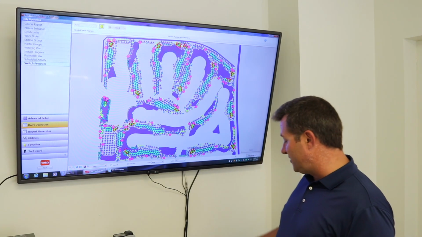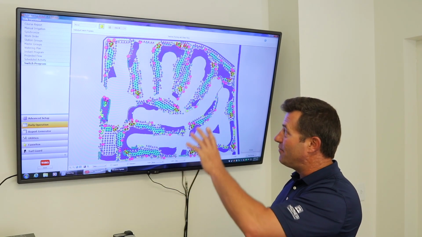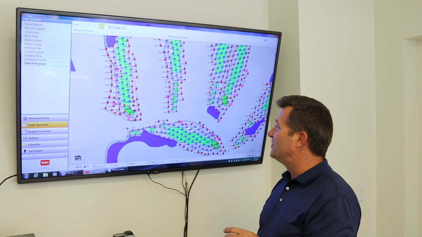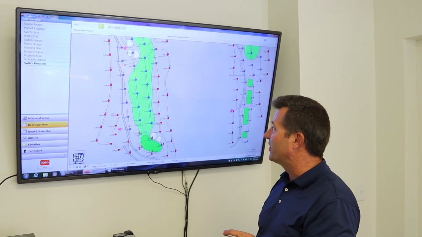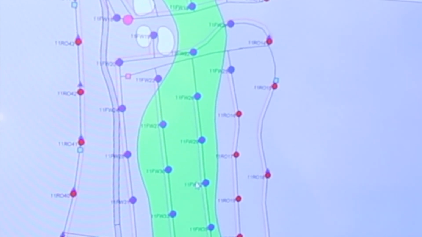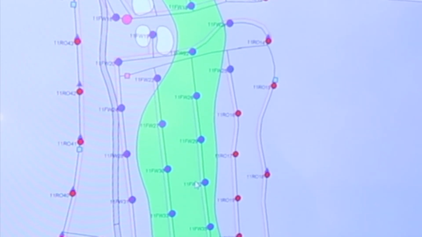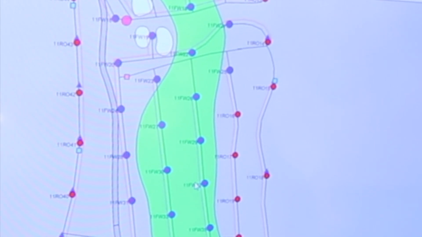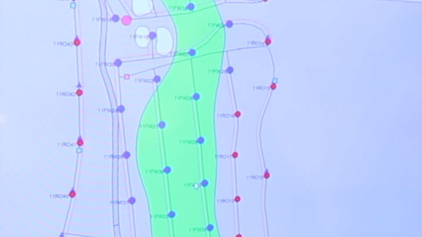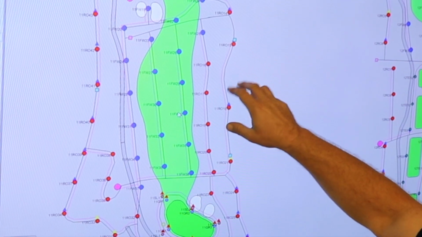One of the really neat things about this system is we have our map of the entire golf course right here on the screen. We can zoom in and see each one of these individual sprinkler heads. Each one of them has a specific number, whether it's in the rough or the fairway or on the green, the tee, the slope around the green. They all have a specific area that they're intended to water, and we can individually control each one of the run times on each one of these sprinkler heads.